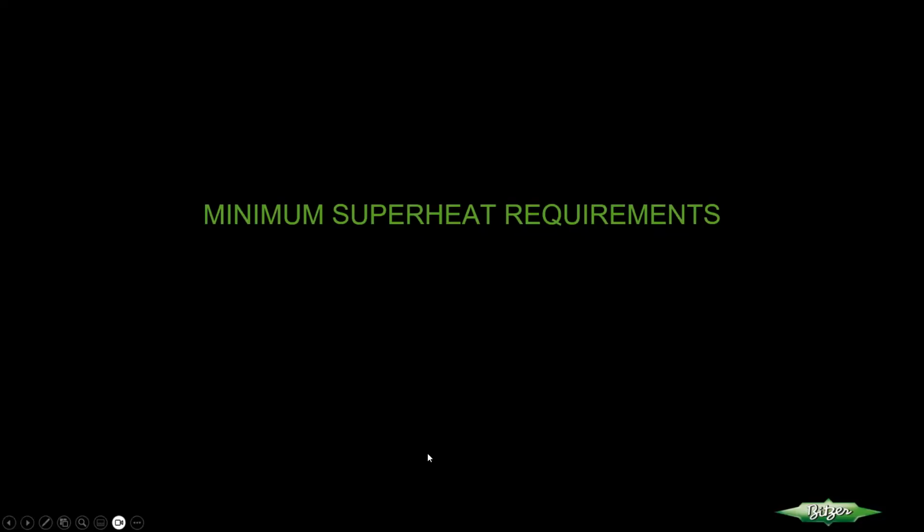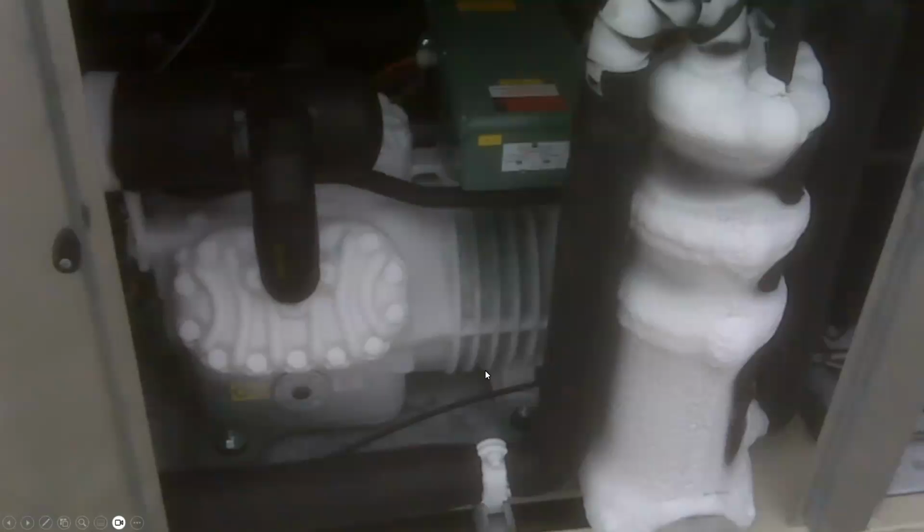Minimum superheat requirements. Here's a compressor that's operating nowhere close to the minimum allowable superheat requirements. You can see the crankcase here is actually frozen up. Everything's frozen up. On a 2-stage compressor, which is what this is, it's very normal to see heads that are frosting. It's a very low temperature system. It's very normal. It's direct suction, so it doesn't go through the motor first.